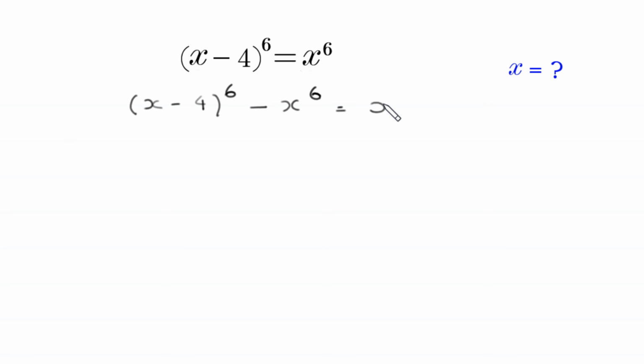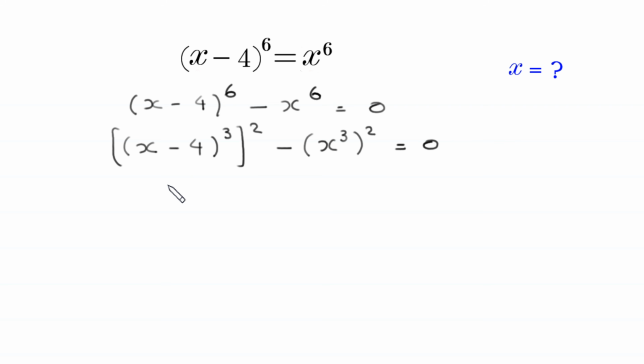Now this (x − 4)^6 can be written as ((x − 4)^3)^2, minus this x^6 which can be written as (x^3)^2, is equal to 0. Now we have a difference of two squares.